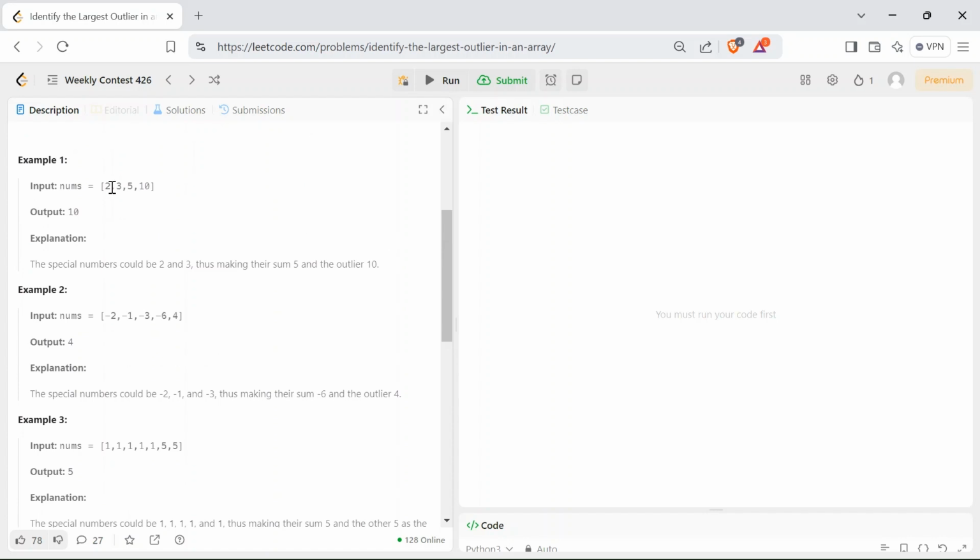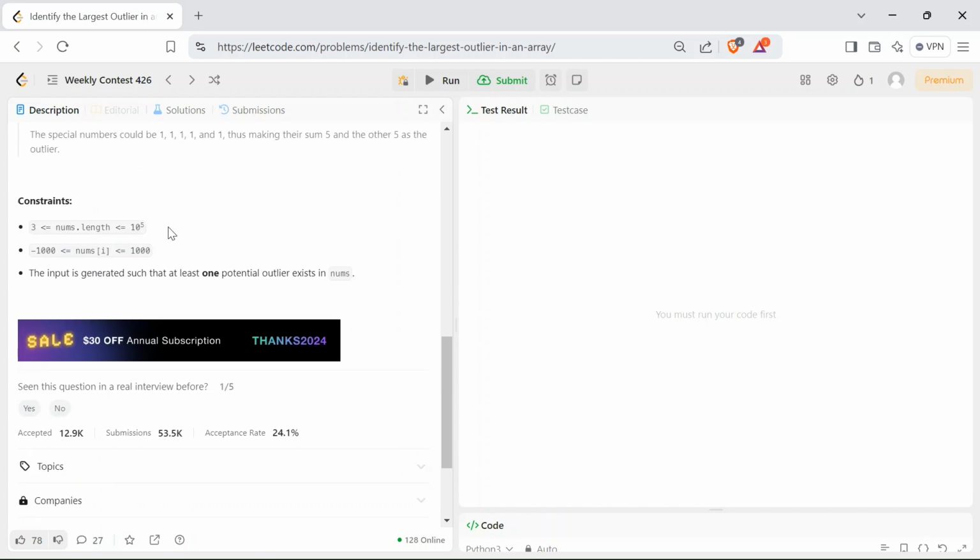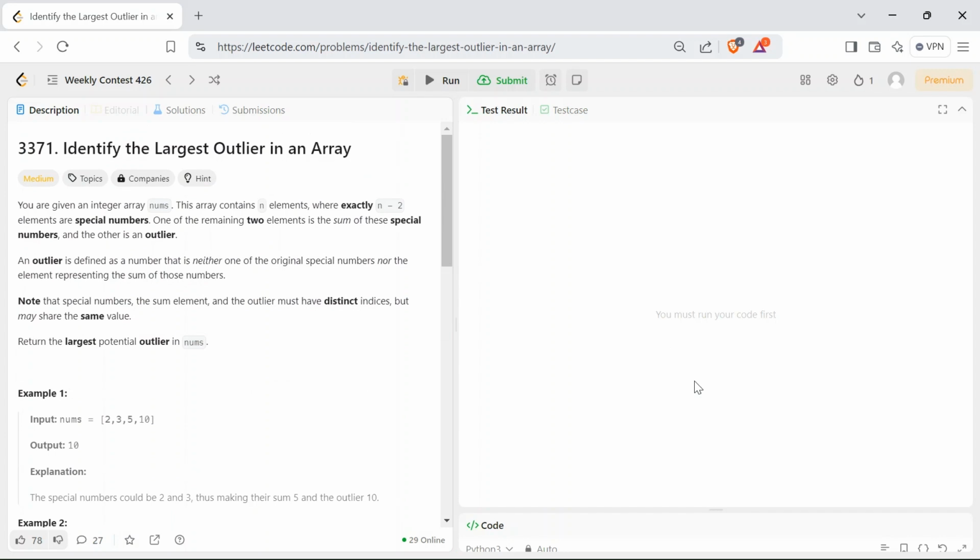So these are the examples. Sum of these two would be 5. This is the sum number, this is the largest outlier. These are the constraints. Given that the input is generated such that at least one potential outlier exists in nums, it's not possible for it to not exist.